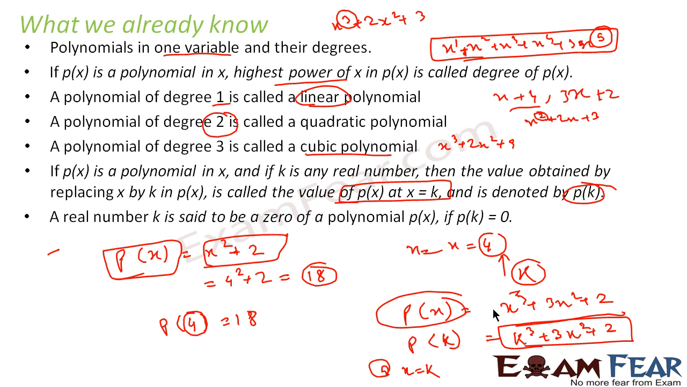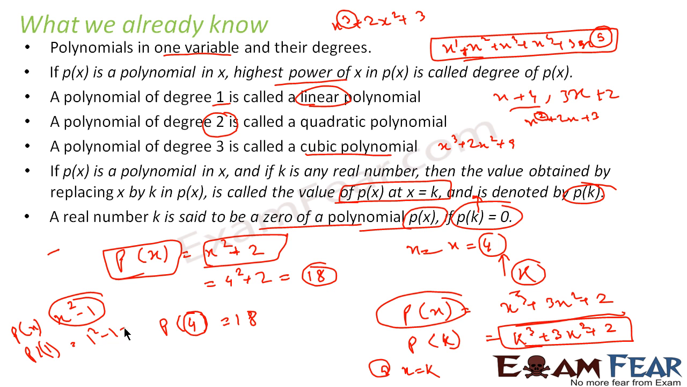Also we know that a real number k is said to be zero of p(x) if p(k) is 0. That means any value of k that makes p(k) as 0, that is called zero of polynomial. For example, if you have this function x square minus 1, this is p(x). If you put k is equal to 1, p(1) becomes 1 square minus 1, that is 0. So 1 will be zero of a polynomial. Zero of a polynomial is nothing but value of k for which p(k) is equal to 0.